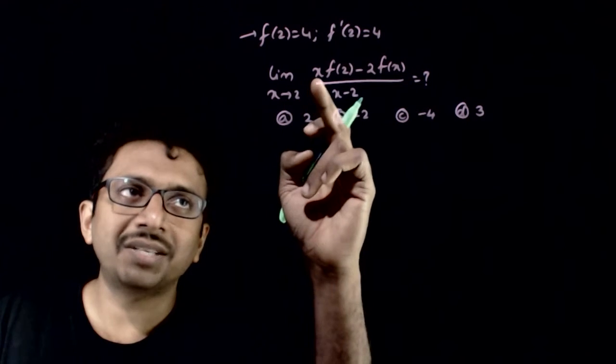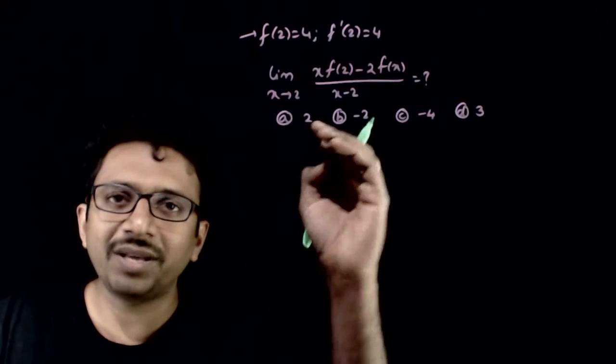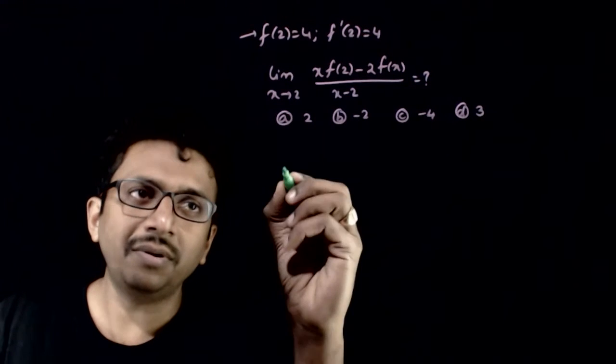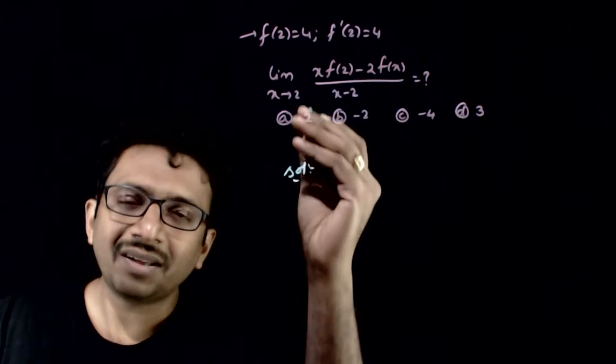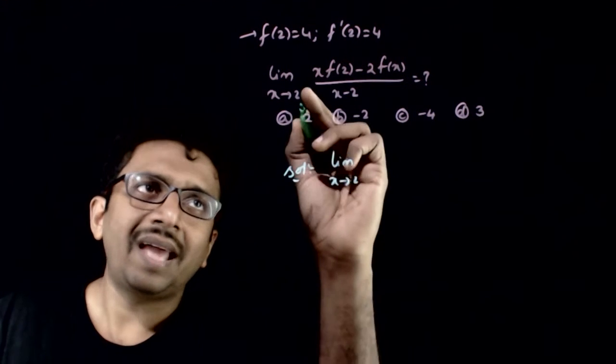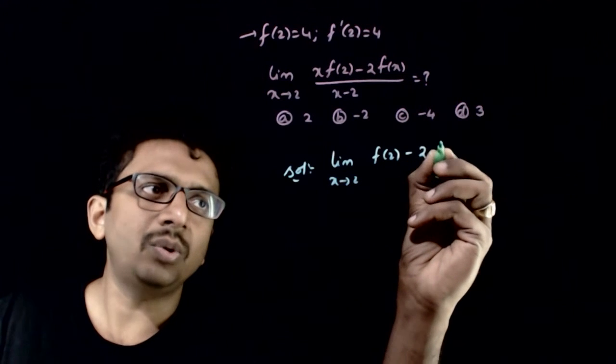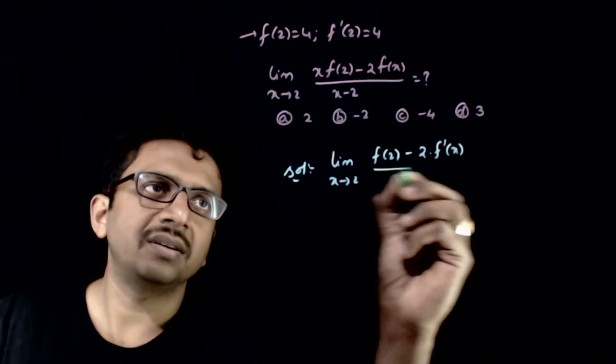If you directly substitute x is equal to 2, you have 2 f of 2 minus 2 f of 2, which is 0 by 0. So I can use L'Hospital rule. So this limit which is asked is the same as limit x tends to 2 of (x times f of 2, the differentiation is f of 2, minus 2 times f dash of x) divided by 1.